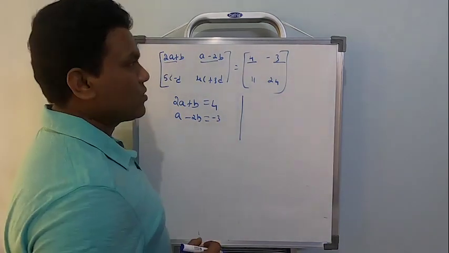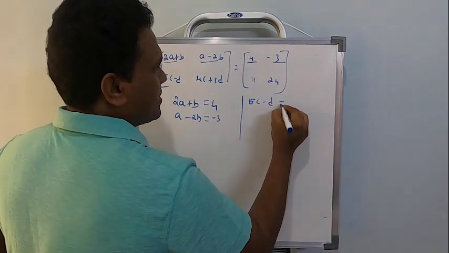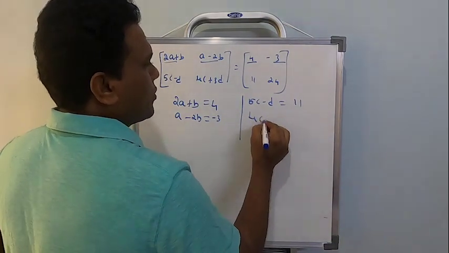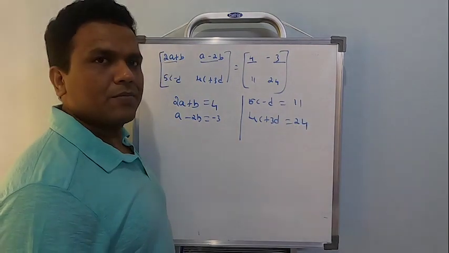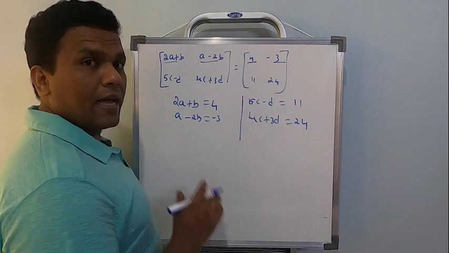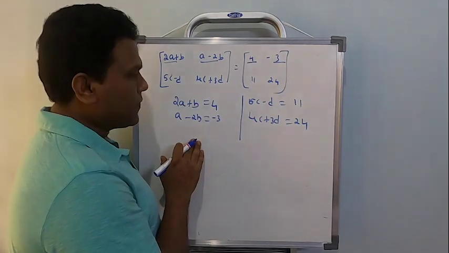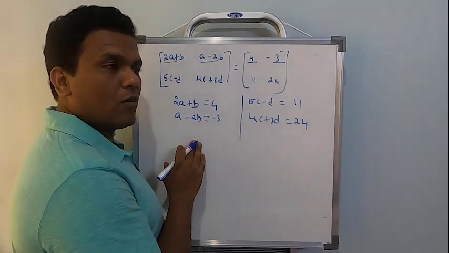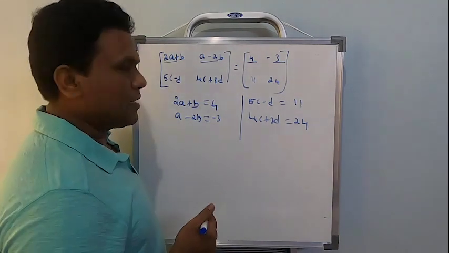This is one kind. Let me take two more equations of such kind. I will equate the corresponding elements: 5C minus D equal to 11 and 4C plus 3D is equal to 24. Now I have to find ABCD values. You notice here, a system of linear equations. There are many methods. Solve it by the simultaneous method.